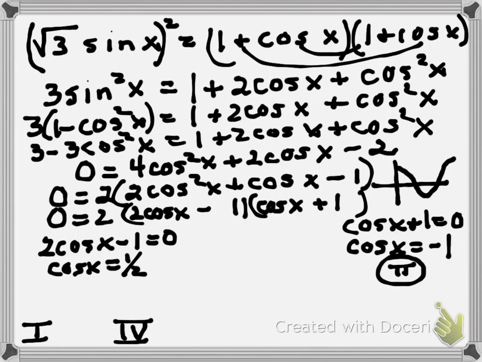Let's take the cosine equal to 1/2. In the first, it's 60 degrees, which is pi over 3 in the first quadrant, and 6 pi over 3 minus pi over 3 is 5 pi over 3 in the fourth quadrant.